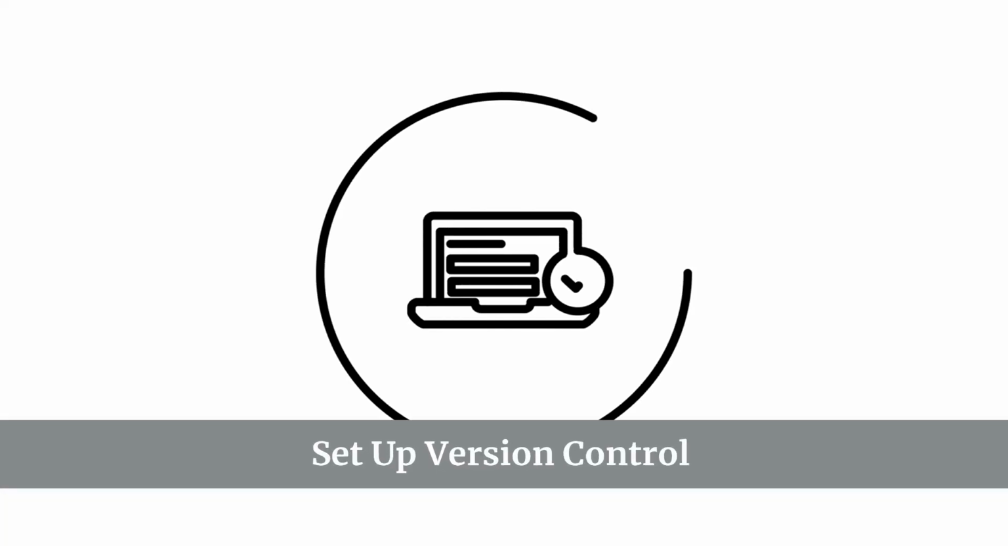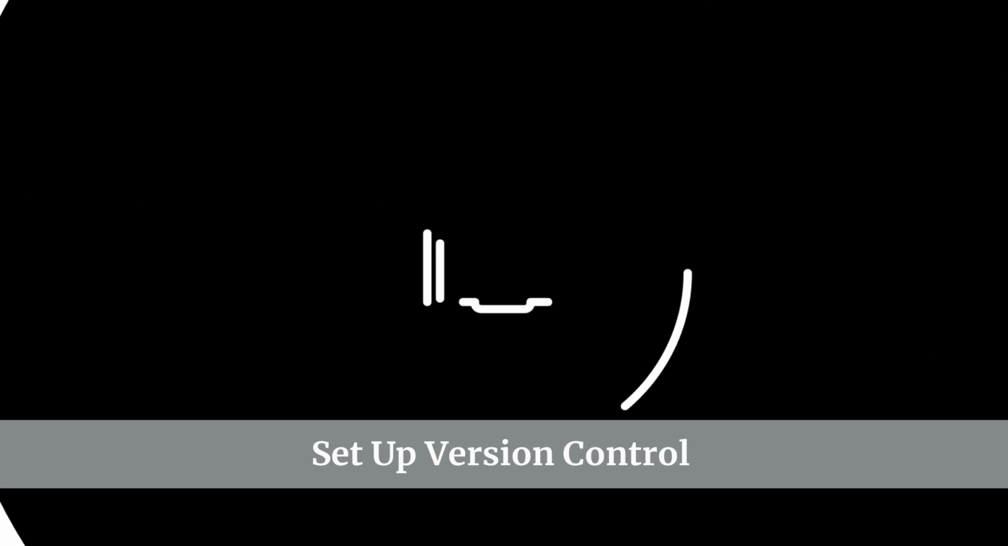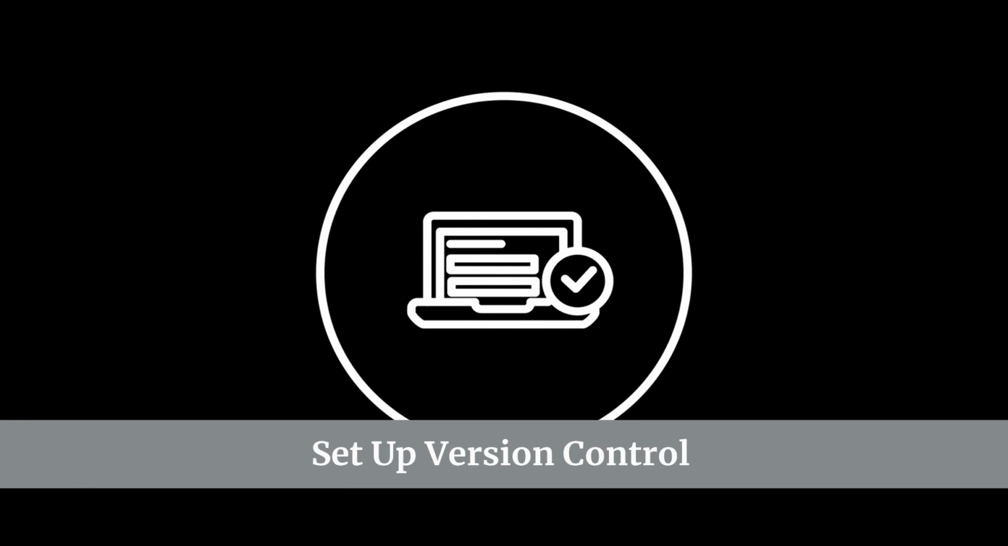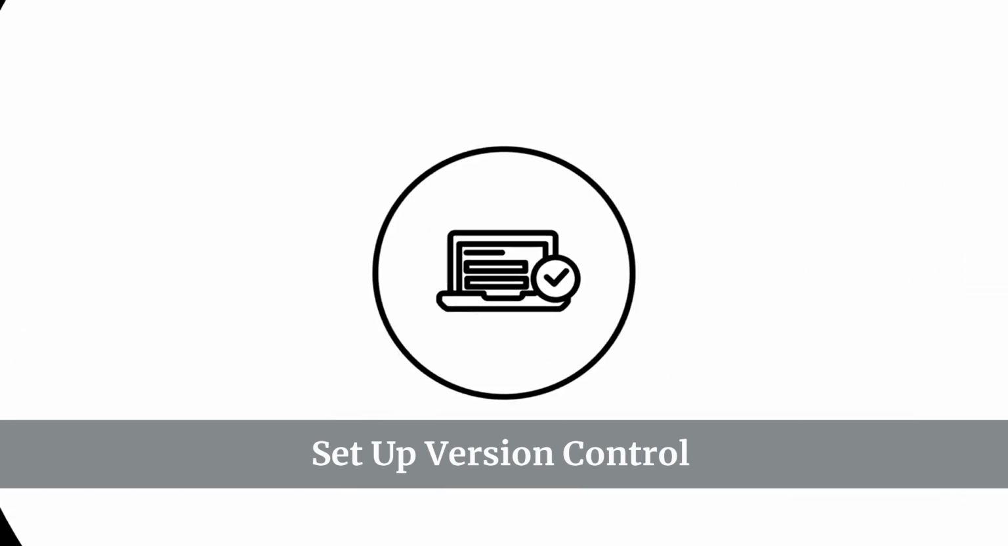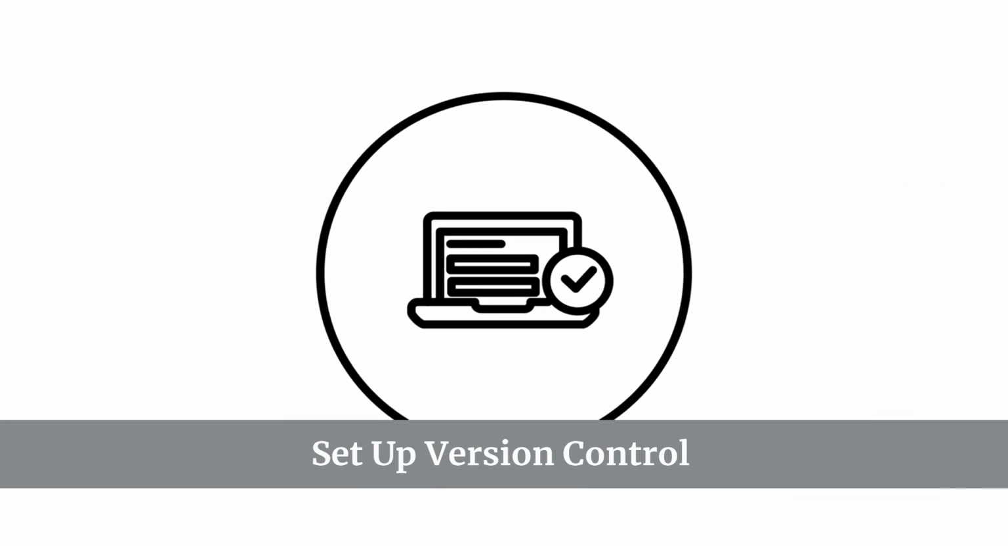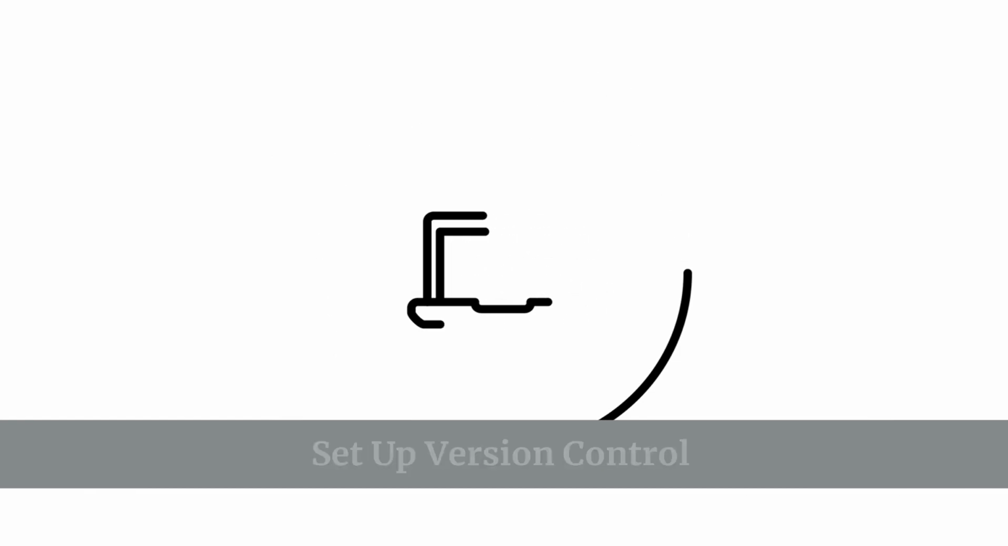Fourth, set up version control. Implement a version control system to manage source code and track changes. Popular version control systems include Git, Mercurial, SVN.